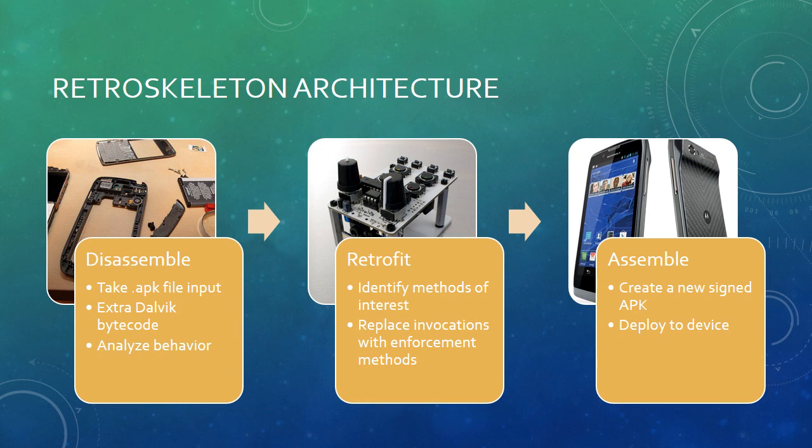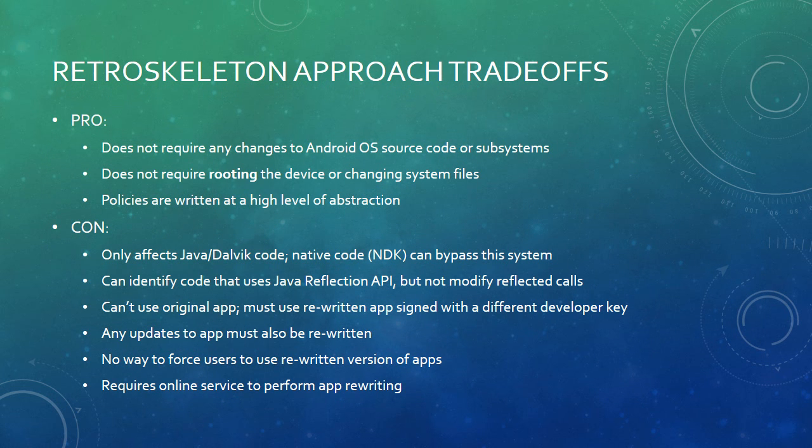RetroSkeleton works by rewriting an app into a new version that incorporates desired changes. It does this by identifying methods of interest and replacing them with calls to a policy enforcement method that may provide new behaviors or could deny the original action altogether. It then repackages all of this into a brand new replacement app that you deploy on the device as a replacement for the original app. This rewriting approach that RetroSkeleton takes has a number of advantages and disadvantages compared to other schemes like FireDroid.